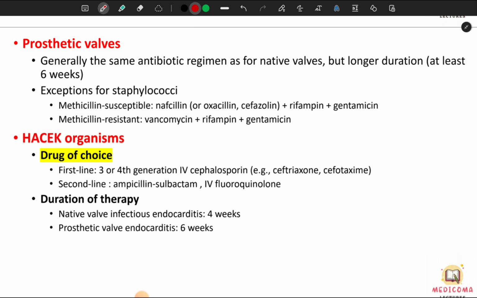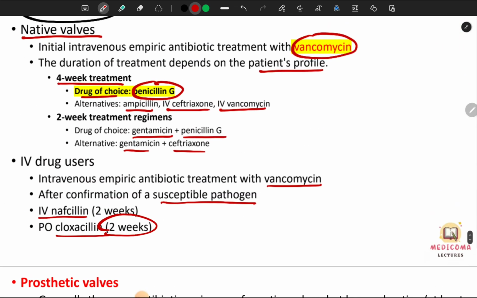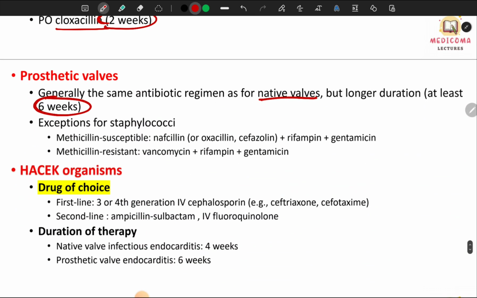Generally the same antibiotic regimen as for the native valve, but we give a longer duration, at least 6 weeks. As we said, in a native valve we give for 4 weeks or 2 weeks, but in a prosthetic valve we give for 6 weeks, meaning a longer duration. Exception for Staphylococcus aureus: if it is methicillin susceptible, we give nafcillin, oxacillin, cefazolin, rifampin, and gentamicin. If methicillin resistant, which is MRSA, methicillin resistant Staphylococcus aureus, we give vancomycin, rifampin, and gentamicin.